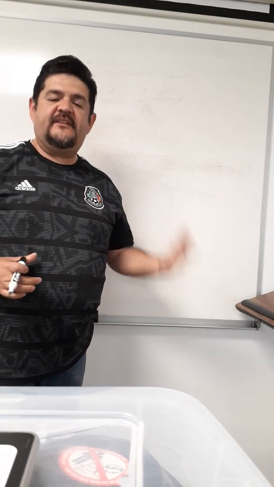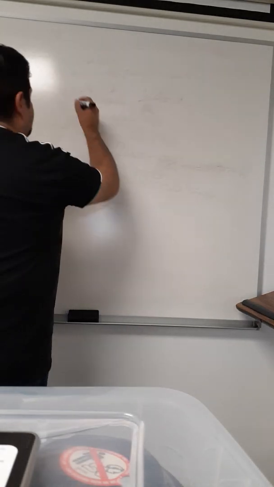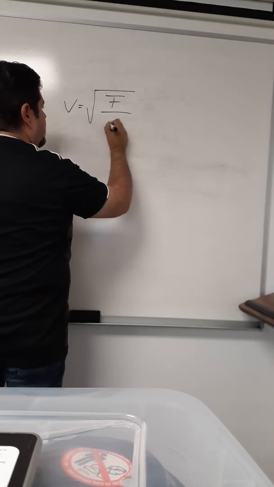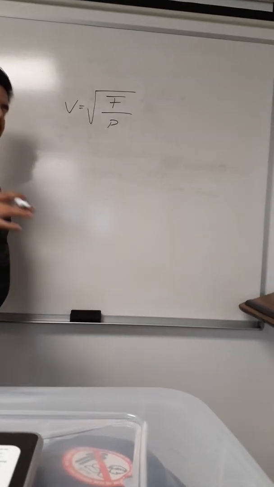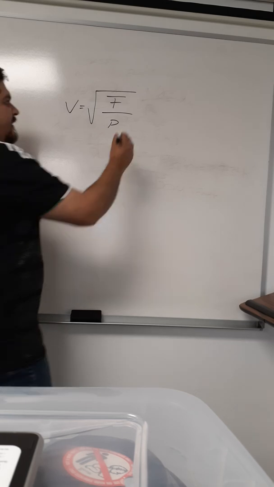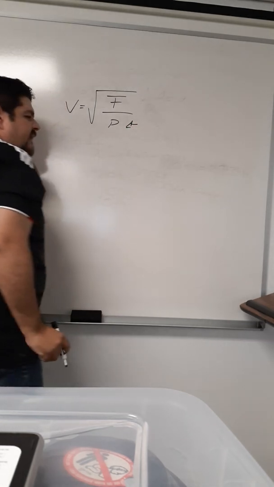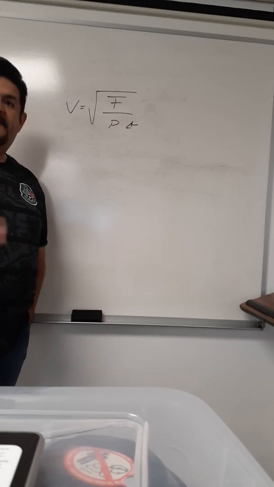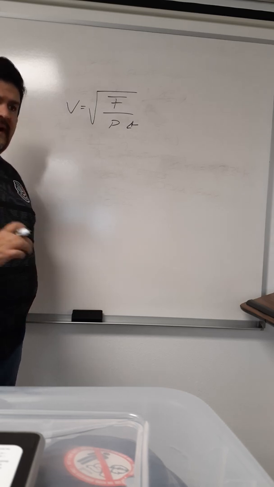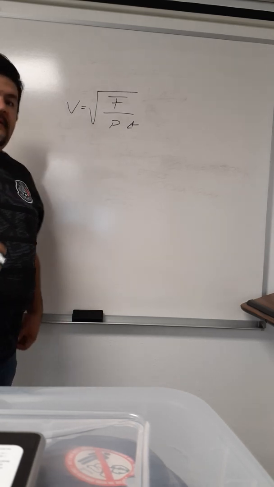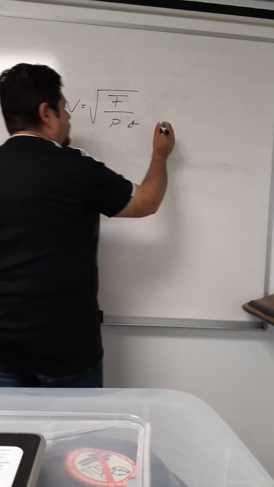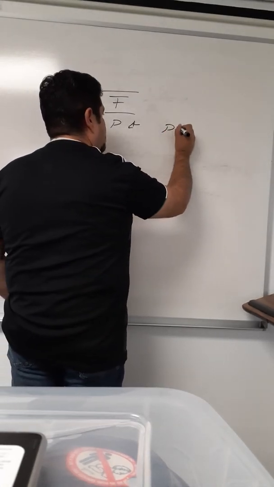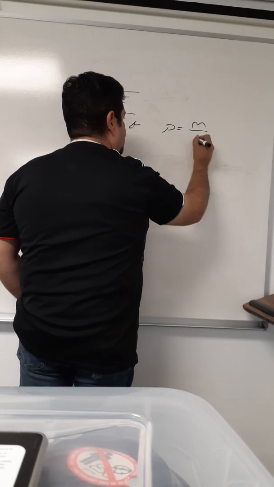Hello guys, so let's do a quick review of the three formulas that we have seen so far. So the first one is velocity equals square root of force over rho. The highlight of this formula is going to be always to find rho. Rarely you're going to find a case scenario where I'm going to be asking for rho. So usually you have to find rho first, and rho equals mass over length.